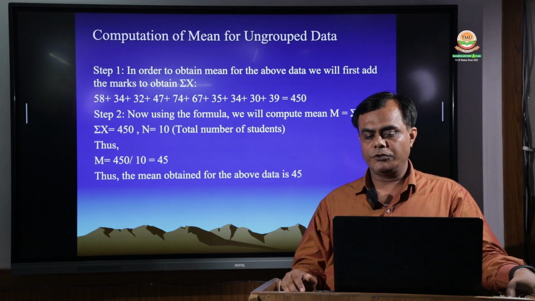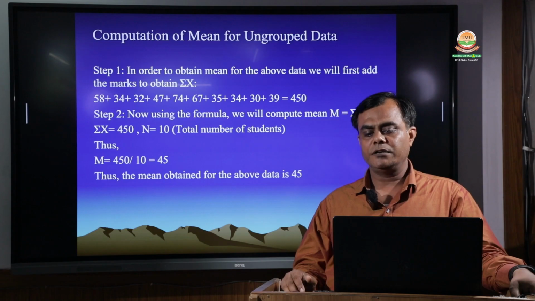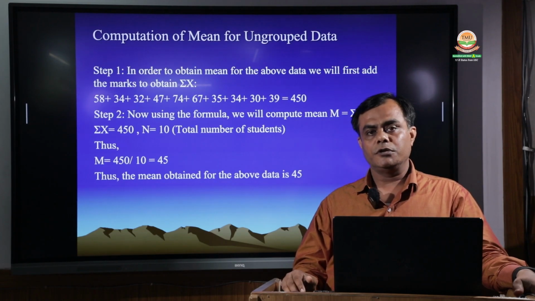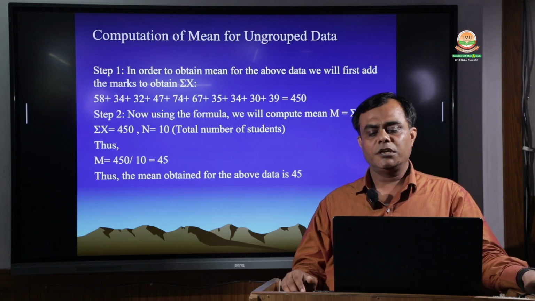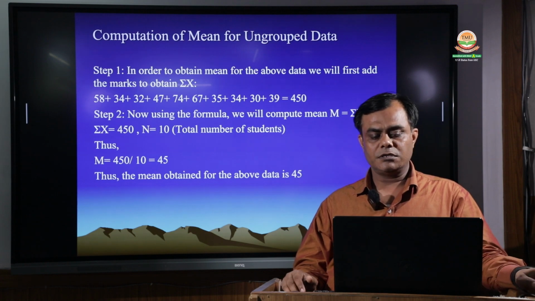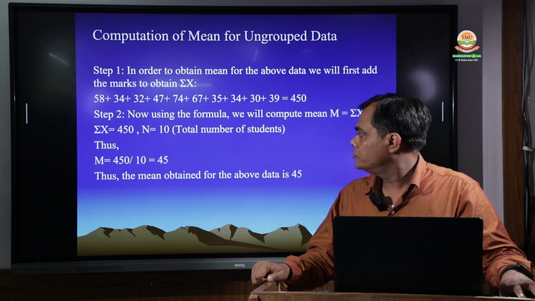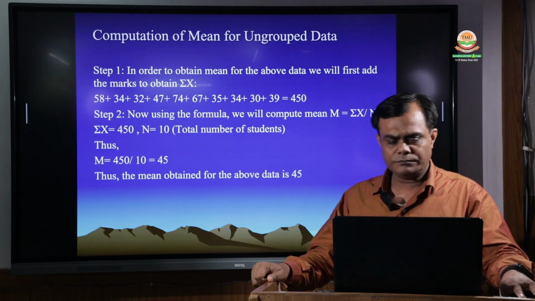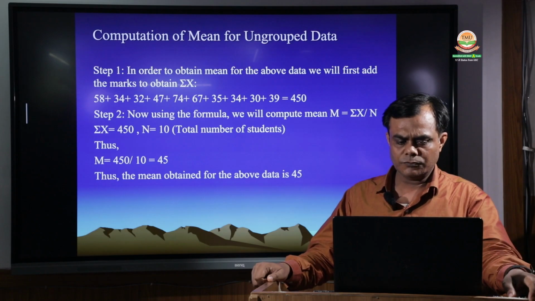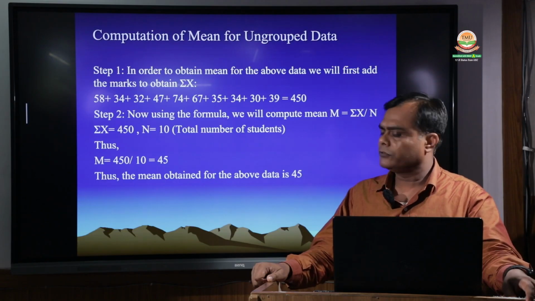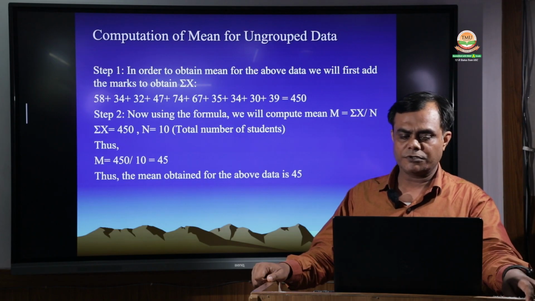The formula for the computation of the mean for ungrouped data is given in this slide. M is equal to sigma x divided by n, where M is the mean, sigma x is the summation of the scores of the distribution, and n is the total number of scores. Let us now compute the mean with the help of an example. The scores given in this slide are 58, 34, 32, 47, 74, 67, 75, 34, 39.